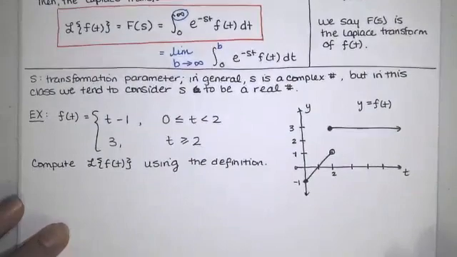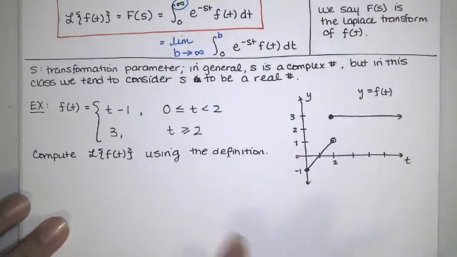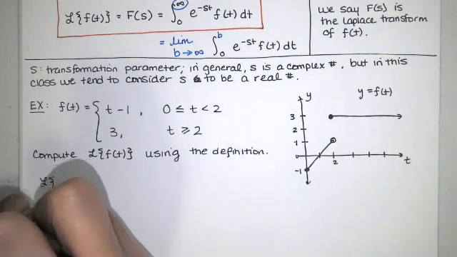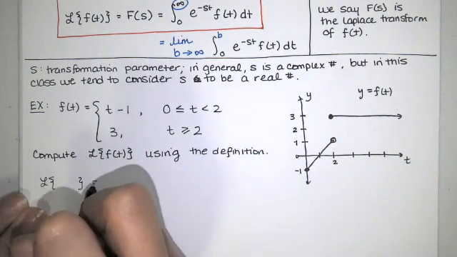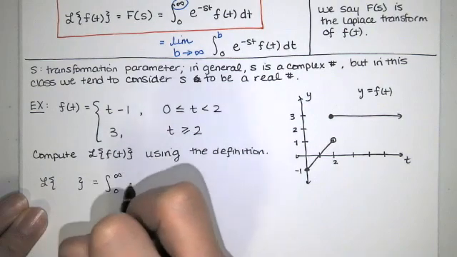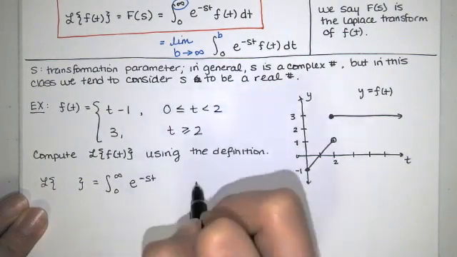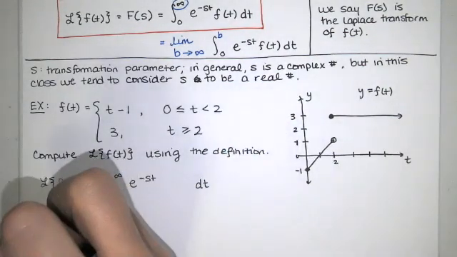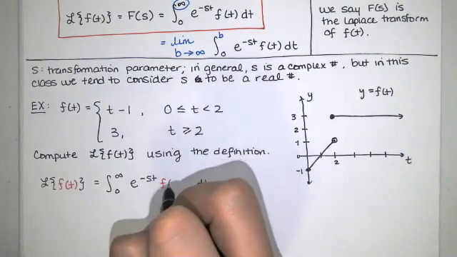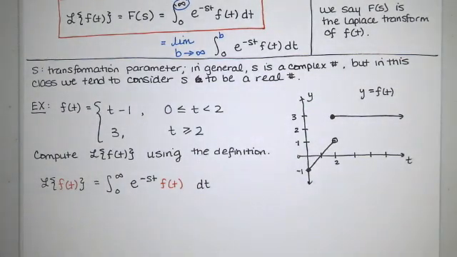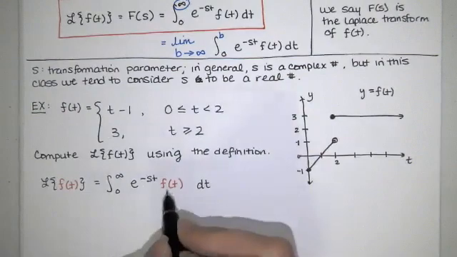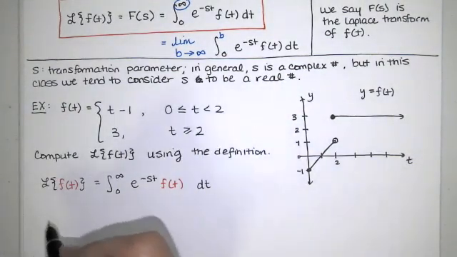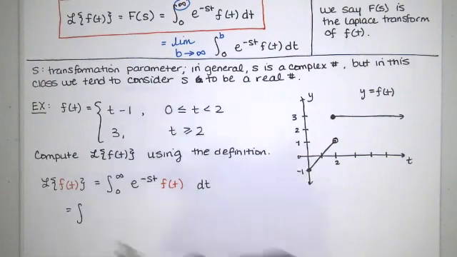And I want to compute the Laplace transform using the definition. Well, I could go from this to this graph, and then I can just use the definition this way. So this is the integral from 0 to infinity of e to the negative st times f of t. And we're taking the integral with respect to t, not s. Now, because f of t is defined differently on these two intervals and these two branches, we can write this as the sum of two integrals.